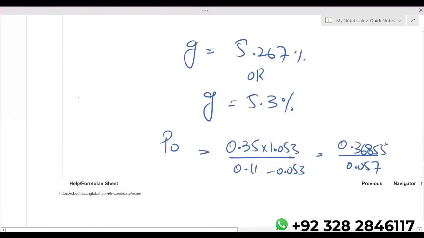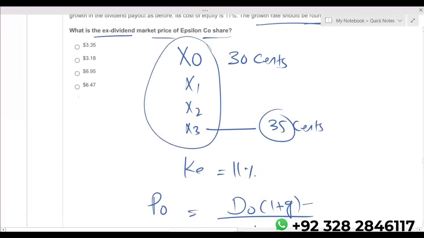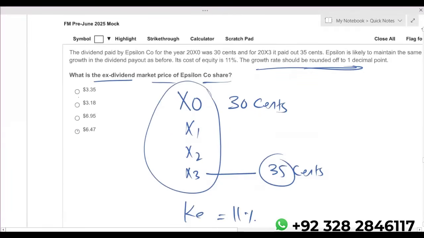Let's see what the final answer is. Student, I'm getting the final answer 6.4657. If you do not get the exact answer, choose the nearest one. Delta.